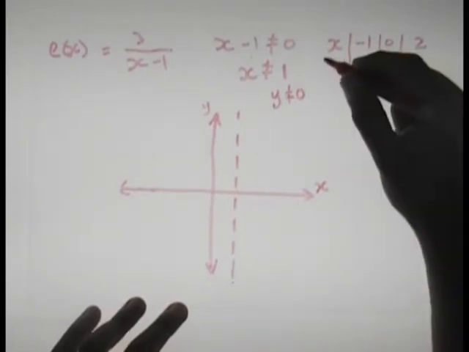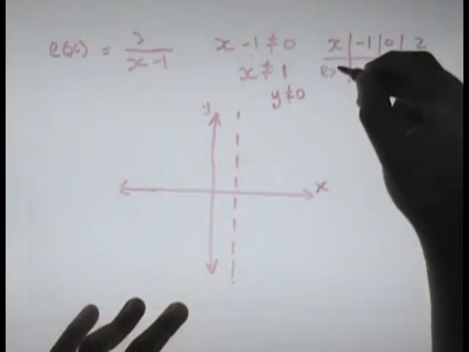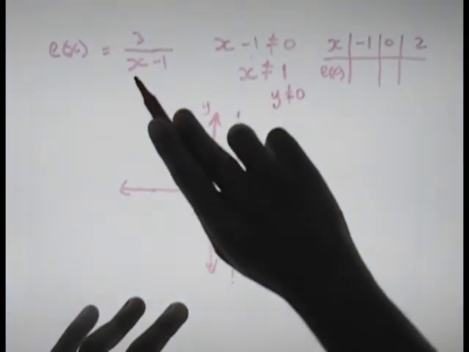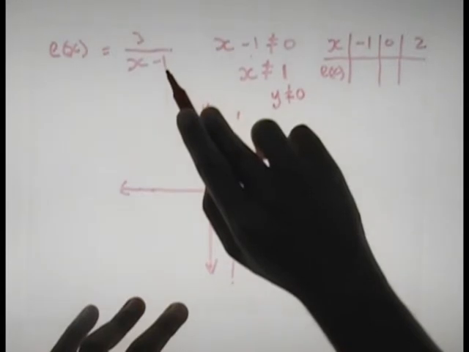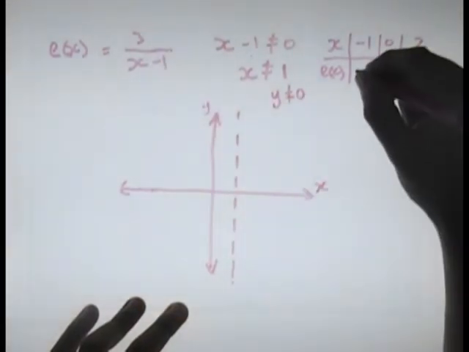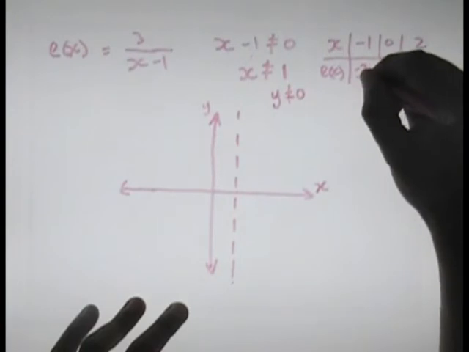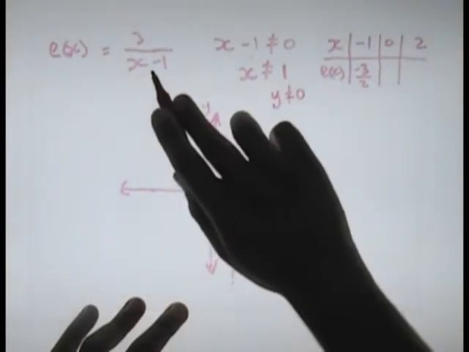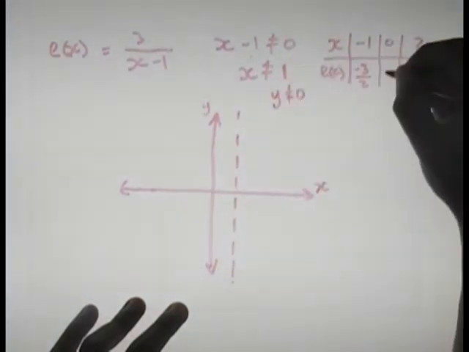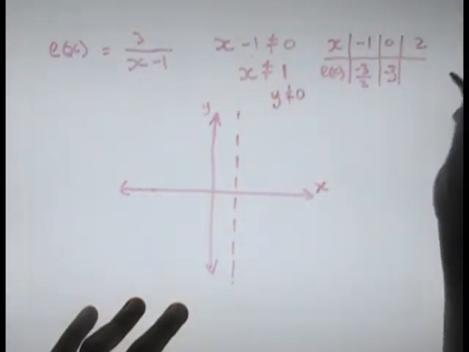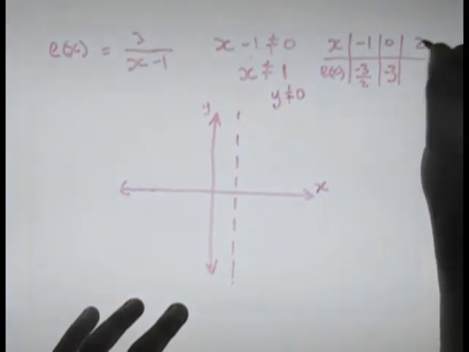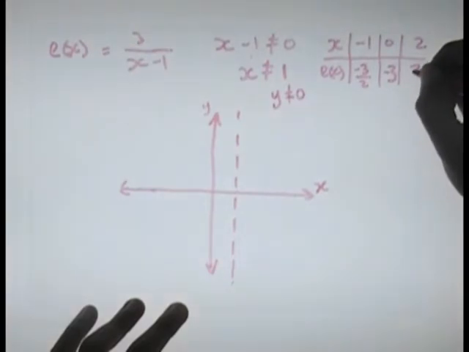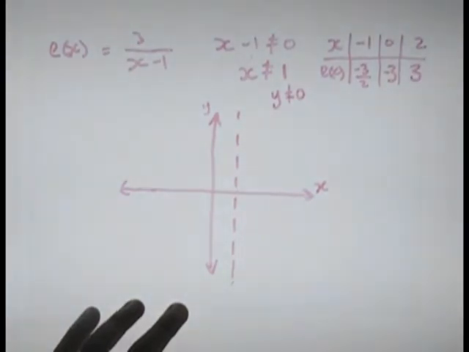Alright, let's look at our corresponding y values, or e of x values. When x is negative 1, that's going to be negative 1 minus 1, which is negative 2. 3 divided by negative 2 is negative 3 over 2. When x is equal to 0, 0 minus 1 is negative 1. 3 divided by negative 1 is negative 3. When x is equal to 2, 2 minus 1 is 1. 3 divided by 1 is positive 3.